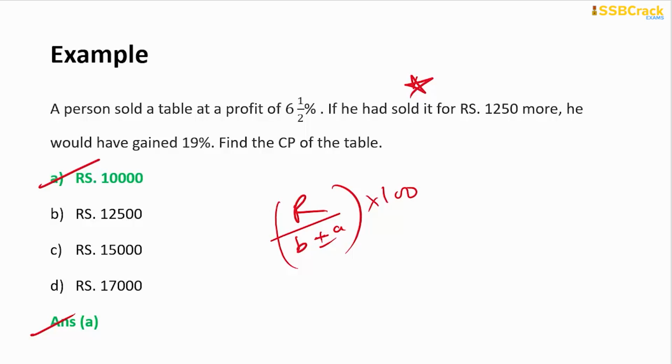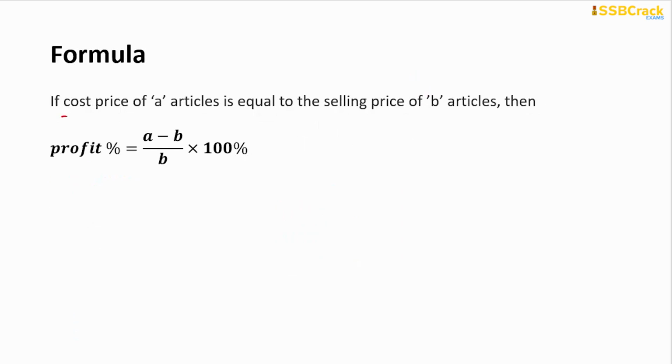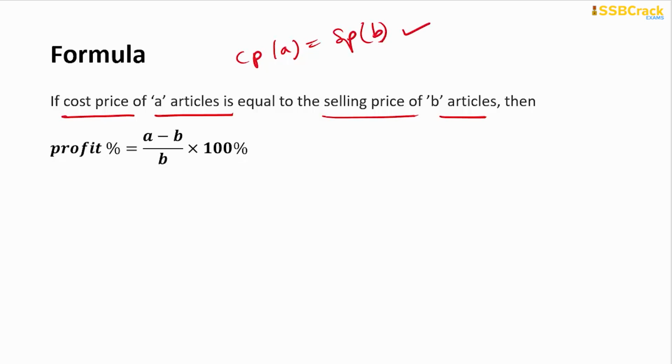Coming to the next formula: if the cost price of A articles is equal to the selling price of B articles, that is, the CP of A articles is given to be the SP of certain B articles. If this is the scenario in your question, and if you are asked to find the profit percent for the overall transaction, then you can calculate with the help of this formula, that is A minus B upon B into 100%.